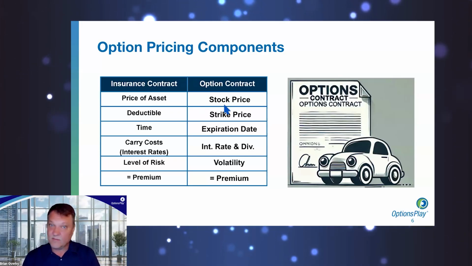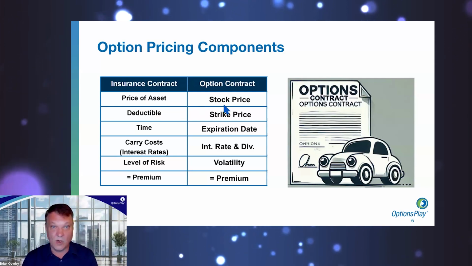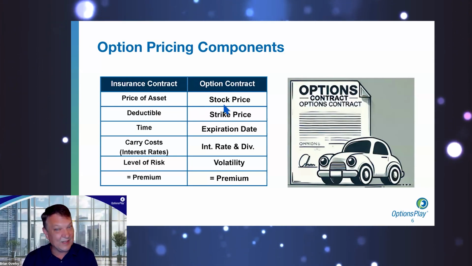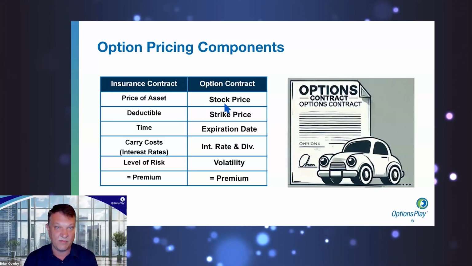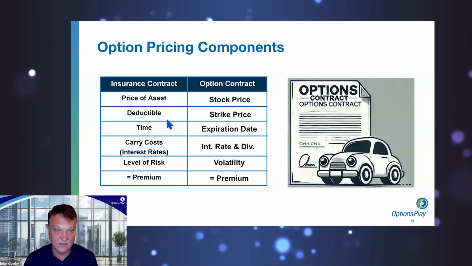So if the stock's at 100, guess what? It can go from 100 to 0. If the stock's at 10, it can only go from 10 to 0. That's 10 points versus 100 points. And that is going to be reflective in the price of the option contract.